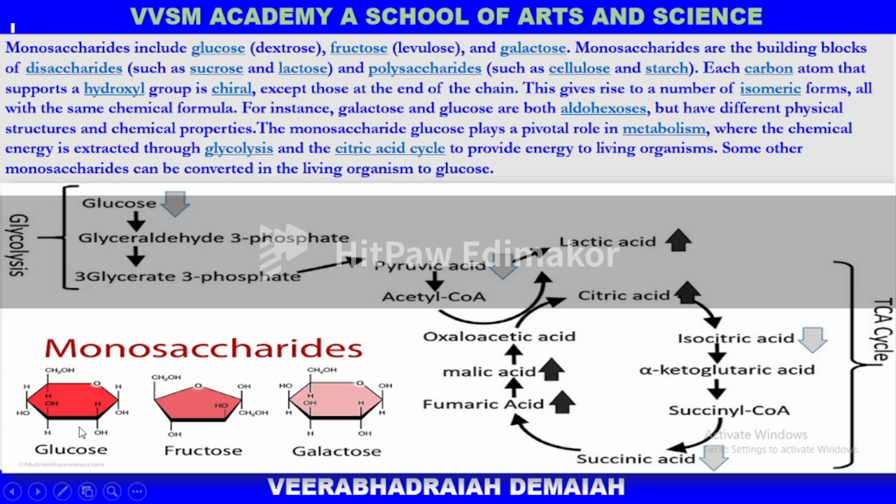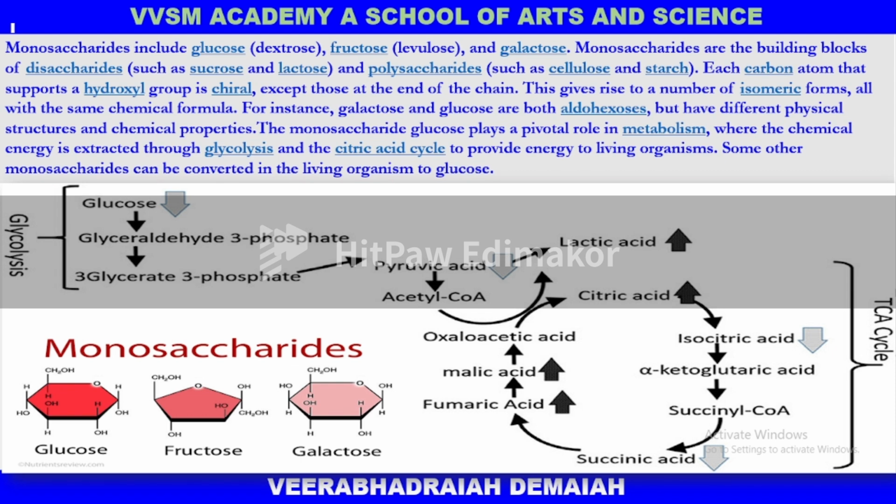Now, for instance, galactose and glucose are both aldohexoses. Aldohexoses are nothing but sugars that contain an aldehyde group, CHO group. Coming to the different physical structures and chemical properties, among monosaccharides glucose plays a pivotal and predominant role in metabolism, where chemical energy is extracted through glycolysis and the citric acid cycle to provide energy to living organisms. Some other monosaccharides can be converted in the living organism to glucose.